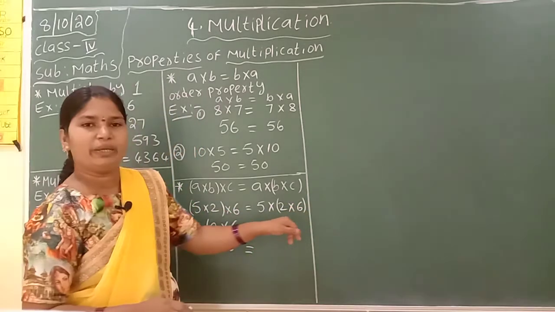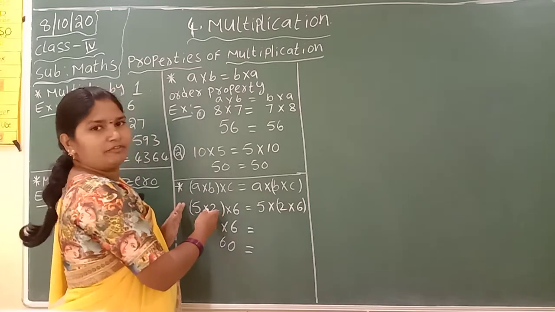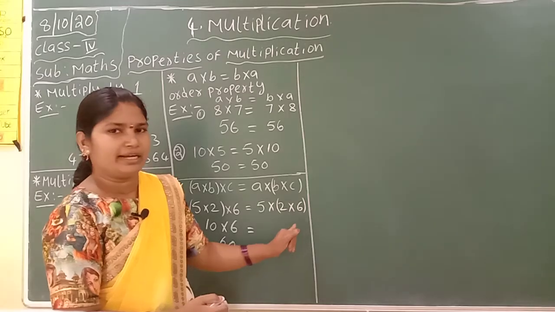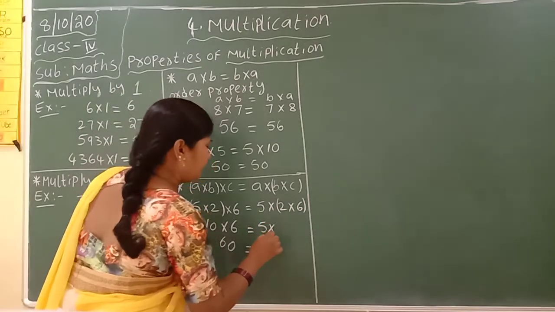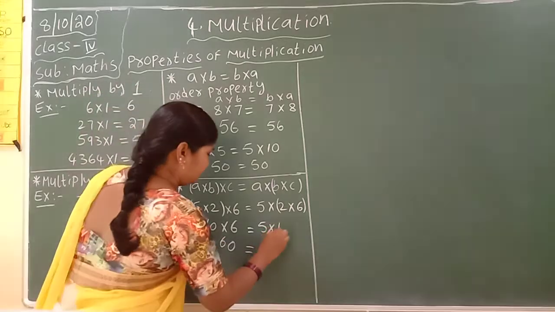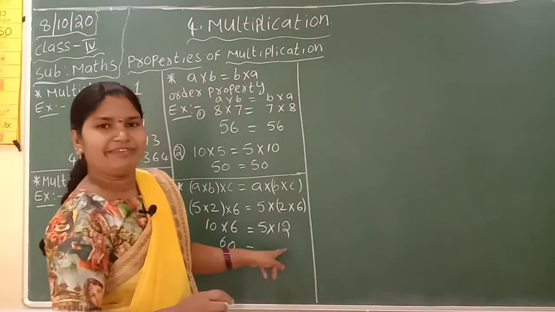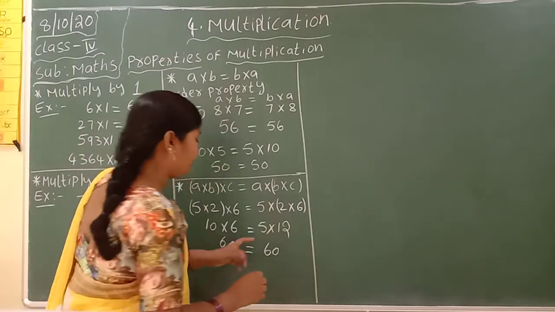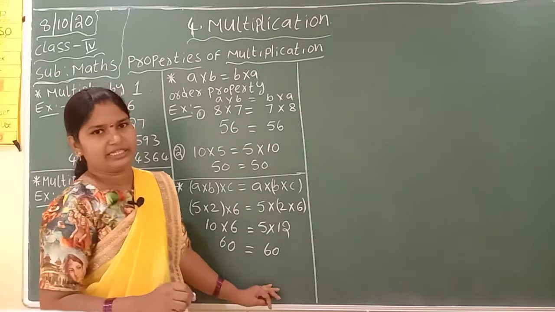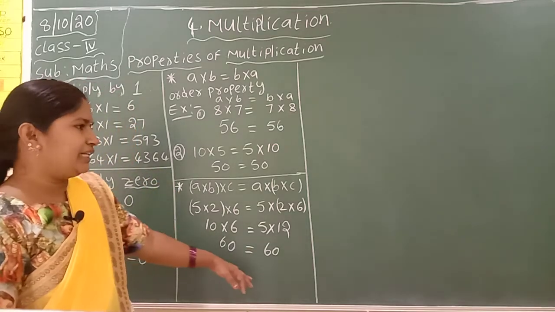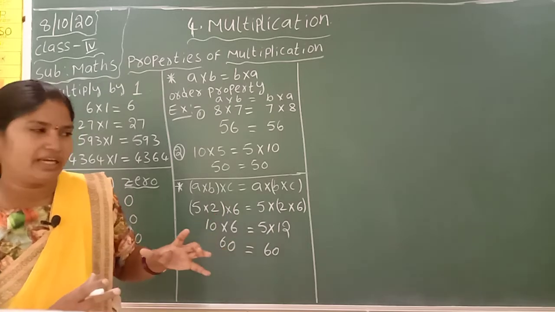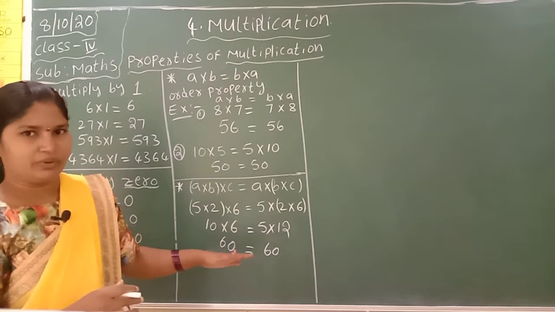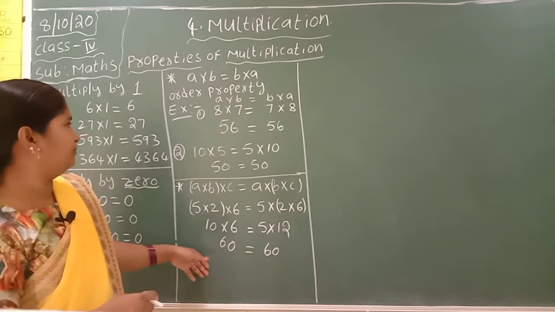Now here I grouped B and C. Before, I grouped the factors A and B. Here I grouped the factors B and C. First multiply B and C here. 2 into 6 is 12. And 12 fives are how much, children? 5 twelves are 60. If you multiply like this and like this, you are getting the same number. See children, the factors can be grouped in any way, and the product remains the same. Okay, it is our fourth property.